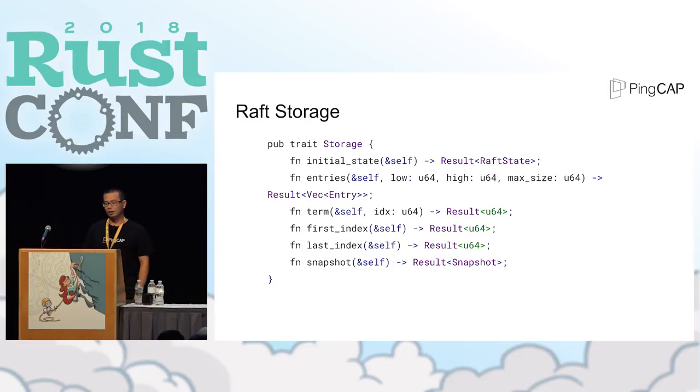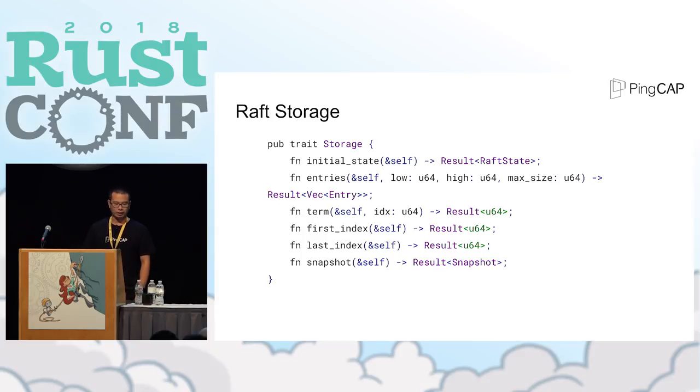When you want to create a Raft node, the first thing you need is a Raft storage, and it's very simple. You can see that there are only six functions. The first, initial state, returns the initialized state of the Raft node. The Raft state includes the current term, the current committed index, and the current vote.